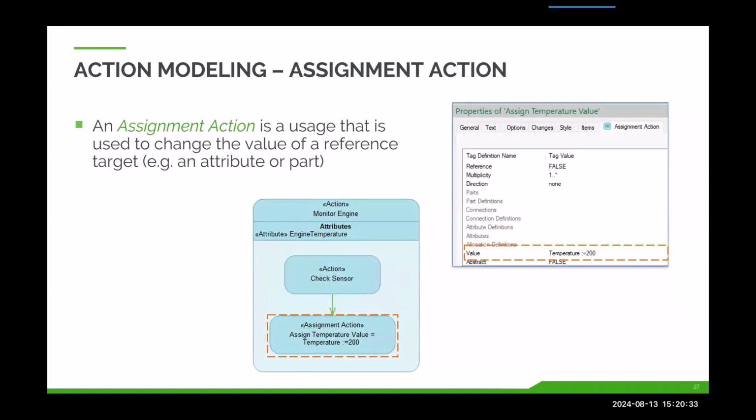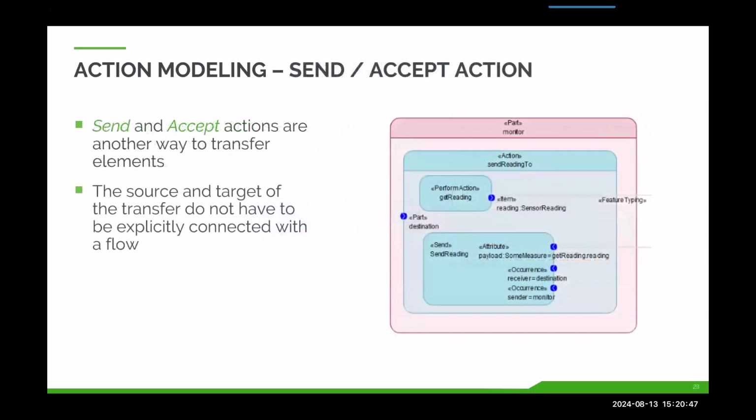An assignment action is very useful. It allows you to change values of a target. So for another model element that has an attribute value of some kind, you can use an assignment to change the value of that. We have send and accept actions, and these are another way to transfer elements to different parts of the model. There doesn't have to be an explicit connection with a flow to do this. In this case, we can just define the parameters needed, which are the payload, the receiver, and the sender. And then SysML2 is able to understand that as a relationship.